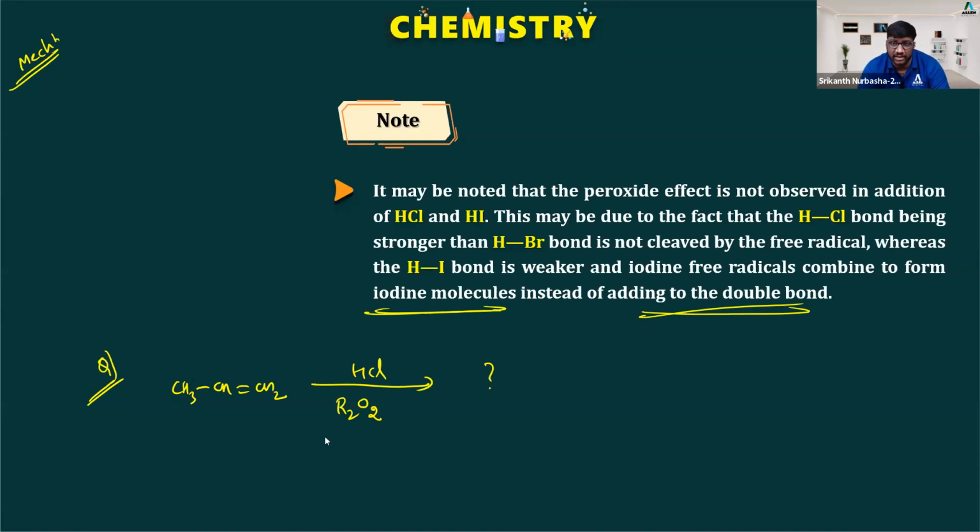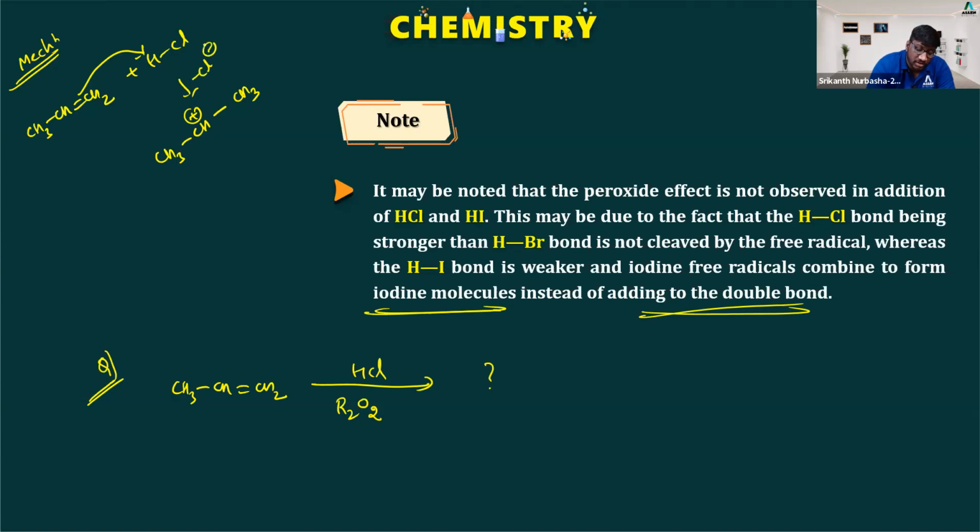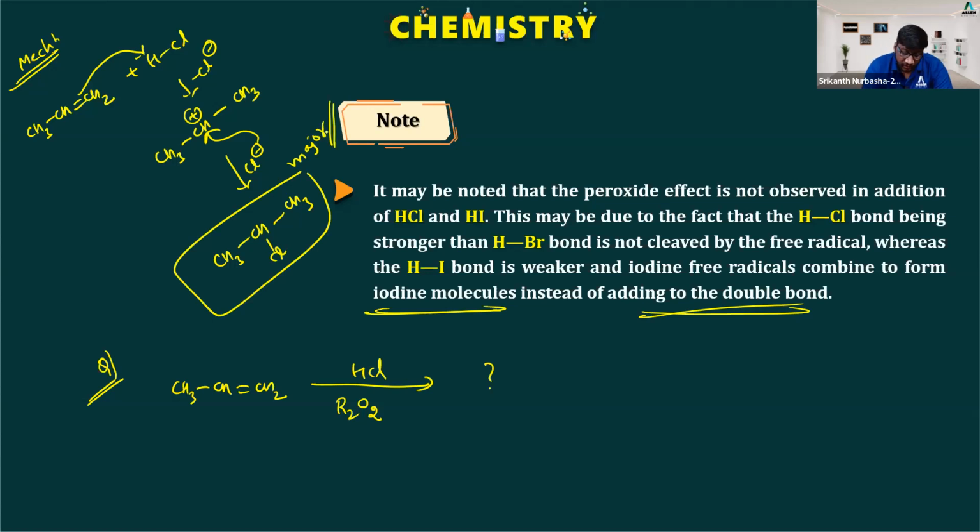What is the intermediate in this particular reaction? Carbocation. Okay. CH3 CH double bond CH2, since R2O2 is not able to cleave the HCl bond homolytically, the HCl is affected by the pi electron density, and it will lead to the generation of carbocation, leading to CH3 CH plus CH3, and a chloride ion is lost in the previous step. That chloride ion is now going to attack this particular carbon, generating CH3 CHCl CH3, which is nothing but your major product.